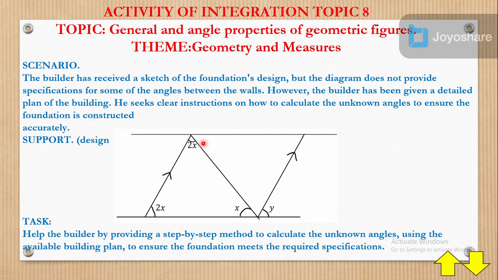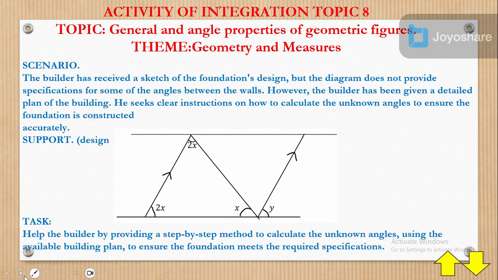So this is a foundation. We have this angle, this angle, and that angle. Help the builder by providing a step-by-step method to calculate the unknown angles using the available building plan to ensure the foundation meets the required specifications. So in this task, you just need to get this angle, which the engineer will use to construct.